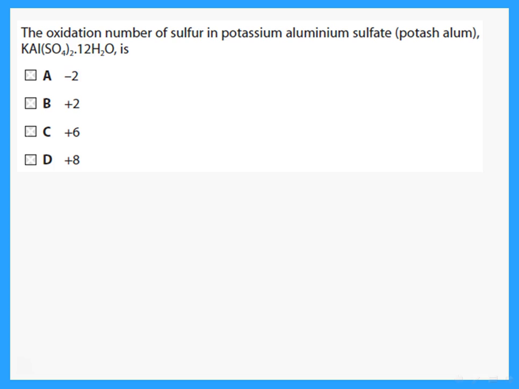This next question says, find out the oxidation number of sulfur in this compound. First of all, if we have water of crystallization, the water of crystallization is a sort of separate entity. So it is not added with the rest of the compound. So actually what we're looking at is the KAl(SO4) twice. So what is the oxidation number of sulfur here? Well, let's take a look. The potassium has to be +1. It's in group 1. Aluminium is in group 3, so it has to be +3.